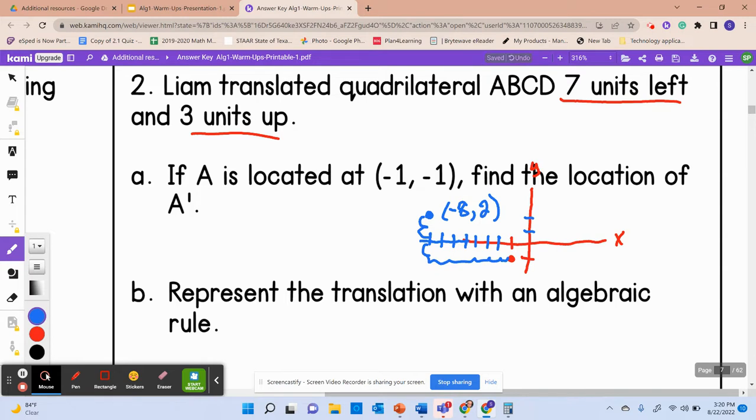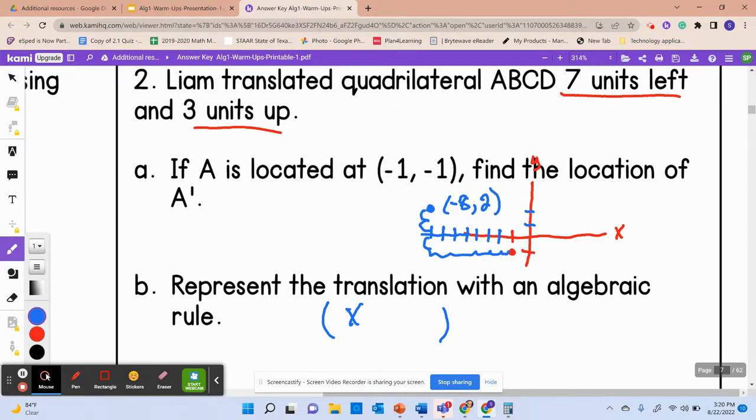Now it says represent the translation with an algebraic rule. Well, what did we do to the x value? On the x value, to move it 7 units left, well, we went more negative, so we subtracted 7. And what did we do to our y value? Our y value, we moved it up 3, so that would be adding 3 to it.